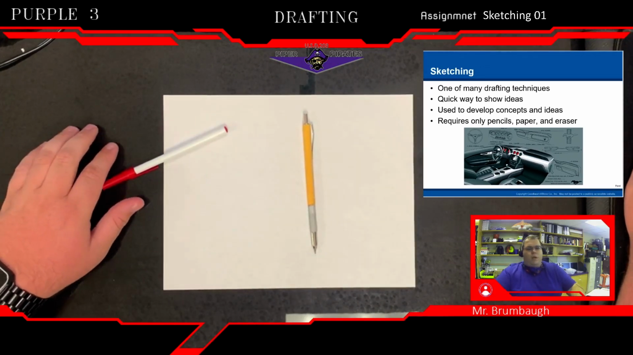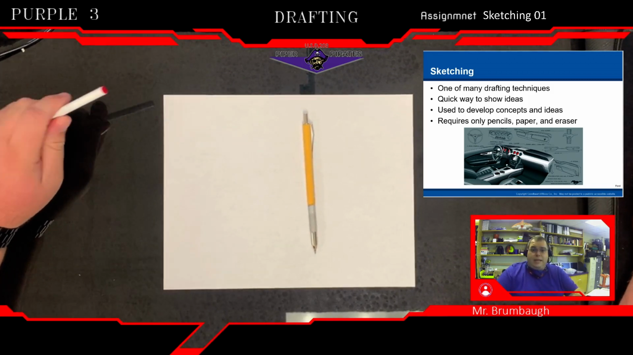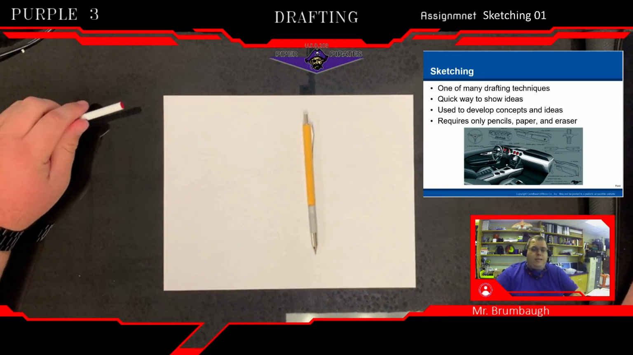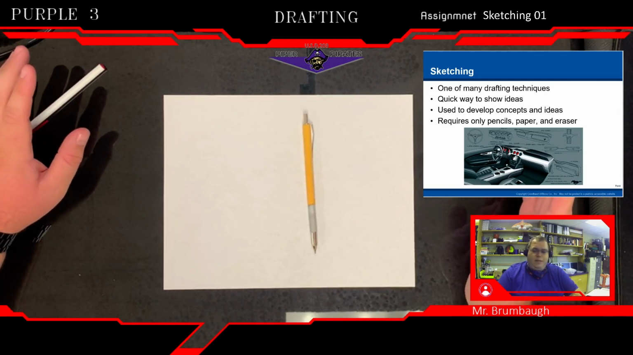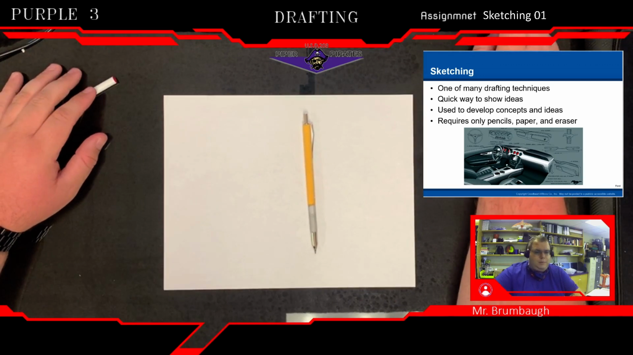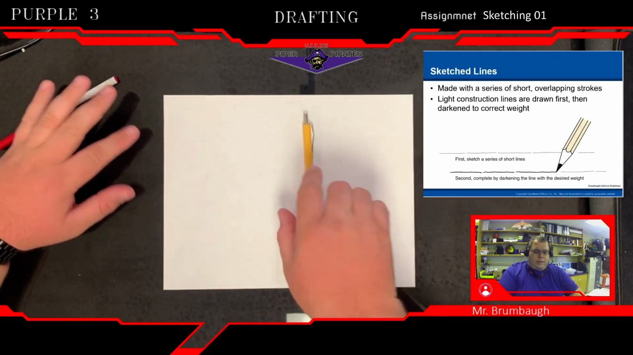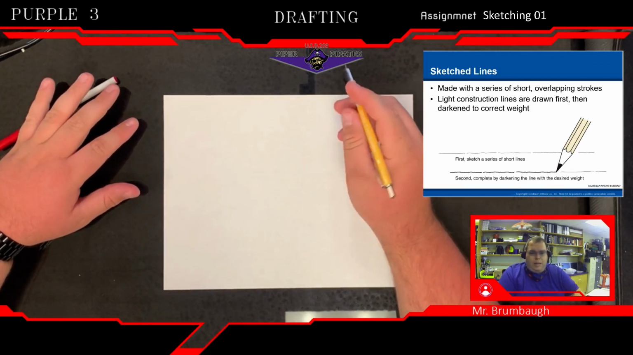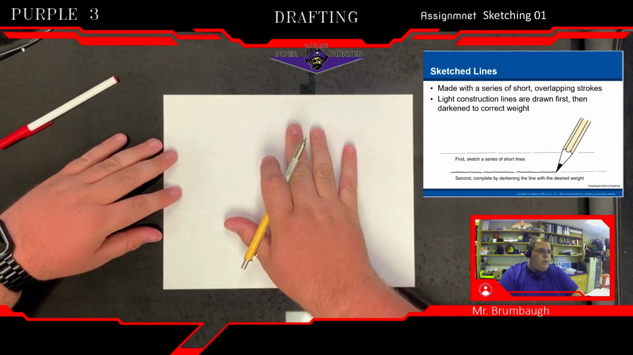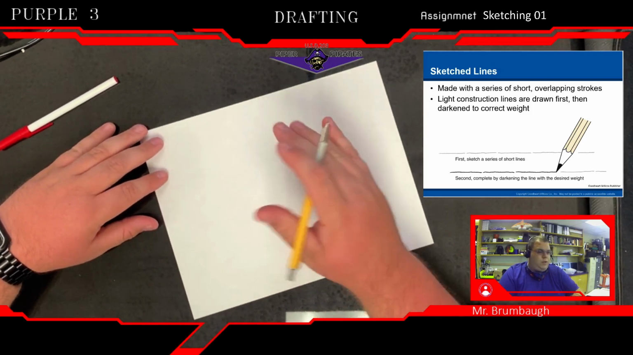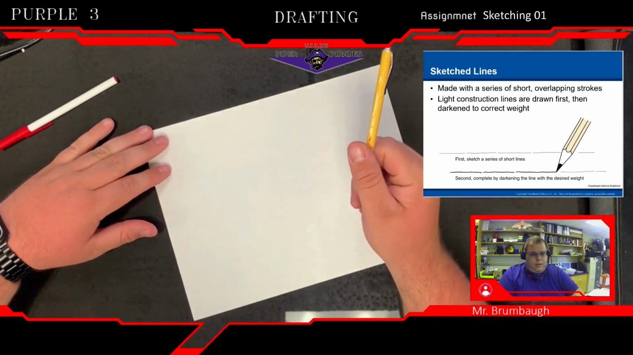Okay, so we're going to look, like I said, at basic sketching techniques. And the first technique that is very important to know is how to actually create a line so that it's basically a straight line. So a sketch line is where we're going to start. They're made with a series of short, overlapping strokes. Light construction lines are drawn first and then darkened to correct the weight. So that's what the description down here at the bottom is telling us.